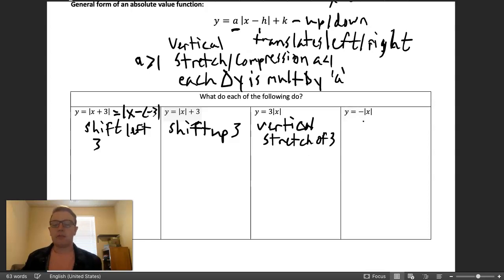And then finally, we have a minus. What did the minus do yesterday? Well, it flipped the function upside down.